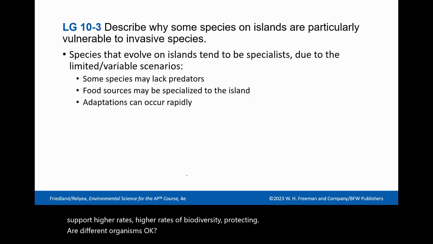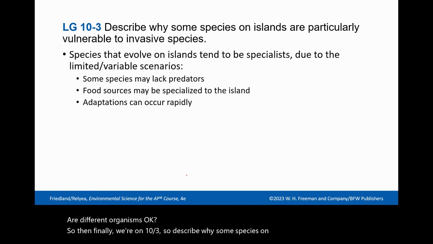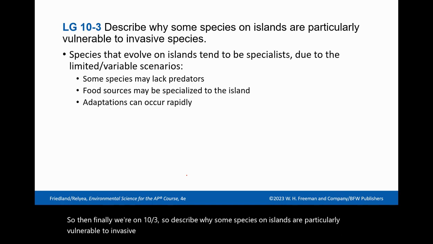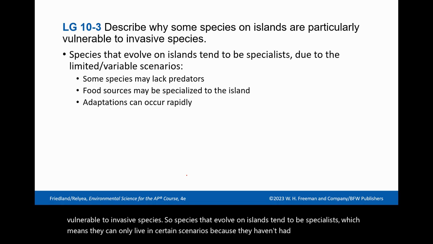So then finally, we're on 10.3. Describe why some species on islands are particularly vulnerable to invasive species. Species that evolve on islands tend to be specialists, which means they can only live in certain scenarios because they haven't had to try to adapt to things.